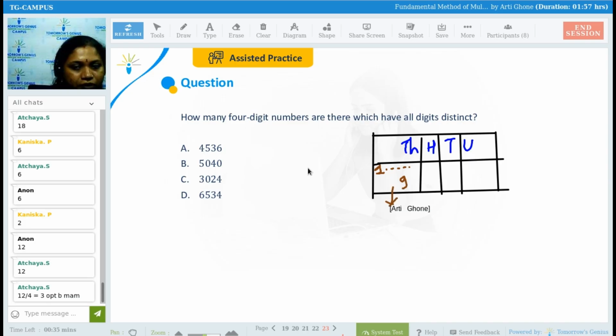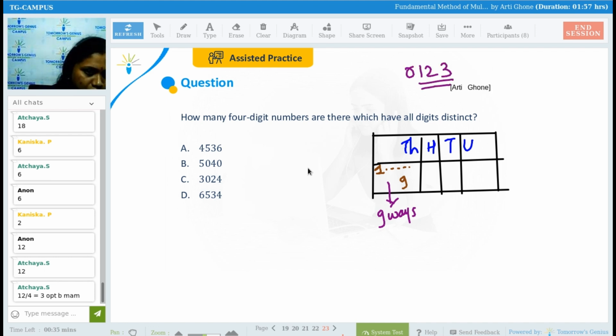So we have a total of how many ways for the first place? 9 ways. 0 is not counted over there because it will not be considered a proper thousands digit. Okay. 0 is not acceptable. 0, 1, 2, 3 is actually a 3-digit number only. Yes, no? So now, next one.